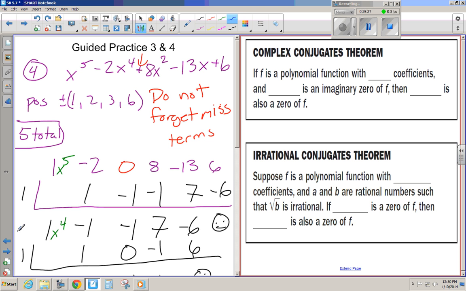All right, complex conjugate theorem and irrational conjugate theorem. If f is a polynomial function with real coefficients, and a plus bi is an imaginary 0 of f, then a minus bi is also a 0. This is where I said at the beginning, imaginary ones come in pairs.